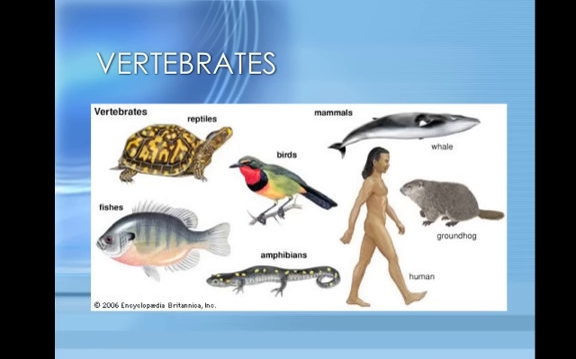Vertebrates are animals with backbones. They make up less than 5% of animals. Basically, they're all the animals that have bones. Invertebrates are animals that lack bones.